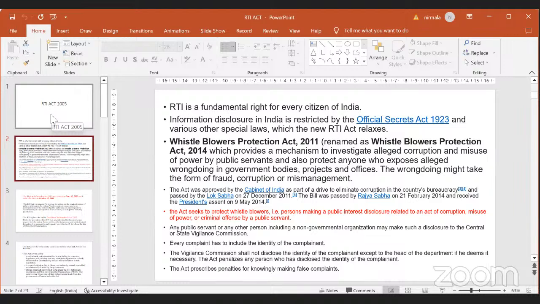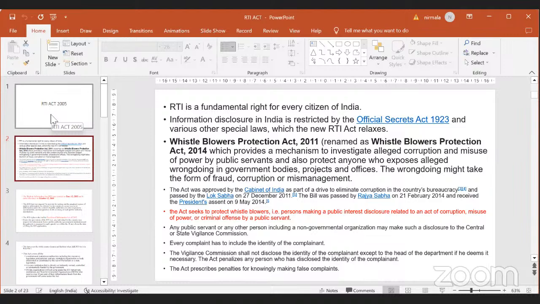So here, later on, when the RTI Act came into existence, the access to the information, whatever was restricted under the Official Secrets Act, is also now able to be disclosed to individuals. But there is a section under the Right to Information Act, that is Section 8 of the RTI Act, that makes certain exemptions in providing information to the RTI applicants.